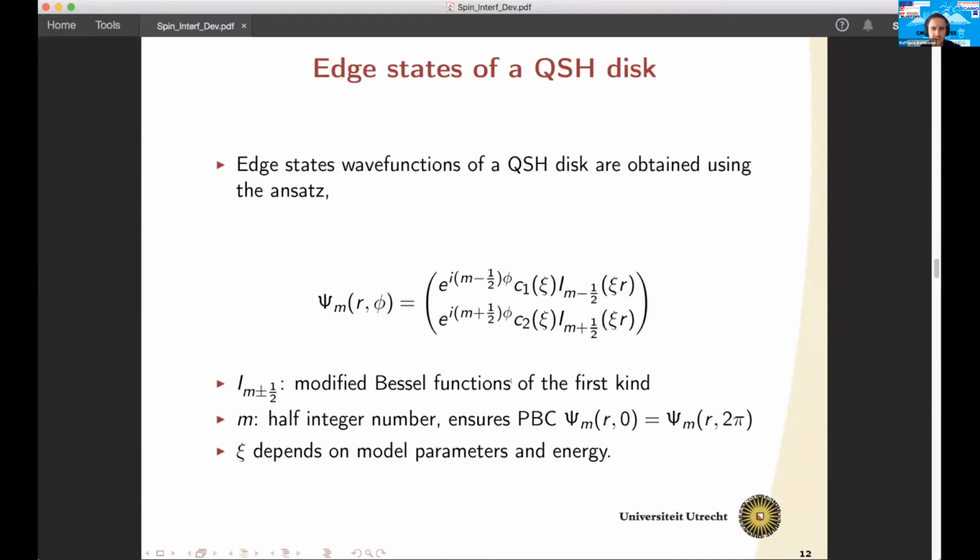Now I are modified Bessel functions. M is the eigenvalue of the angular momentum, which still commutes with the Hamiltonian. And it also has to be half integers. It's quantized to ensure the periodic boundary condition of the wave function. And these C1 and C2 depend on the model parameters and the energy, but they're constants.